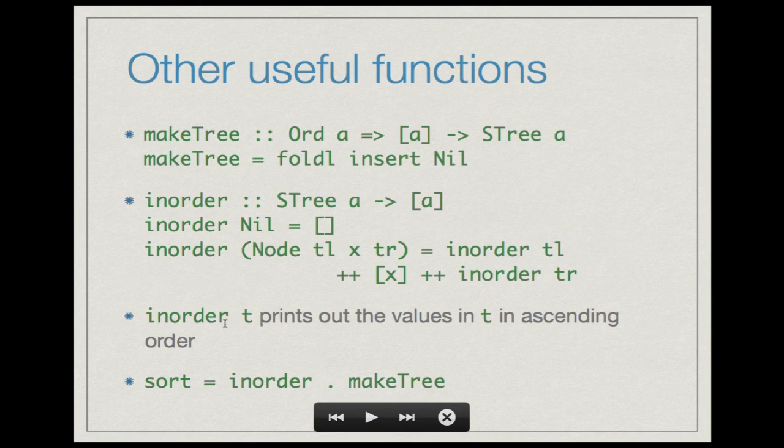You can observe that inorder T prints out the values in the tree T in ascending order, and therefore one way to sort a list of integers or a list of any values of type Ord a is to make a tree with that list and then apply the function inorder on the tree, which we define as inorder dot make tree. The dot syntax in Haskell allows you to compose two functions. So sort is the composition of inorder and make tree.